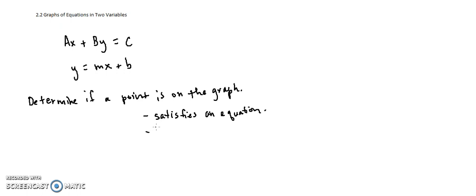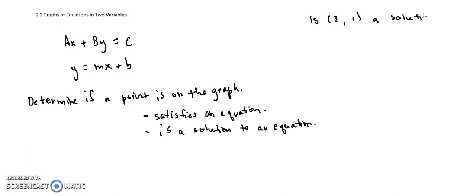Another way might be to determine if a point is a solution to an equation. All right, now that one's a little more familiar. Determine if a point is a solution to an equation. We know what to do with that. So let's say we have a question and they want to know, is (3,1) a solution to 2x minus 3y equals 3. Okay, is it a solution?